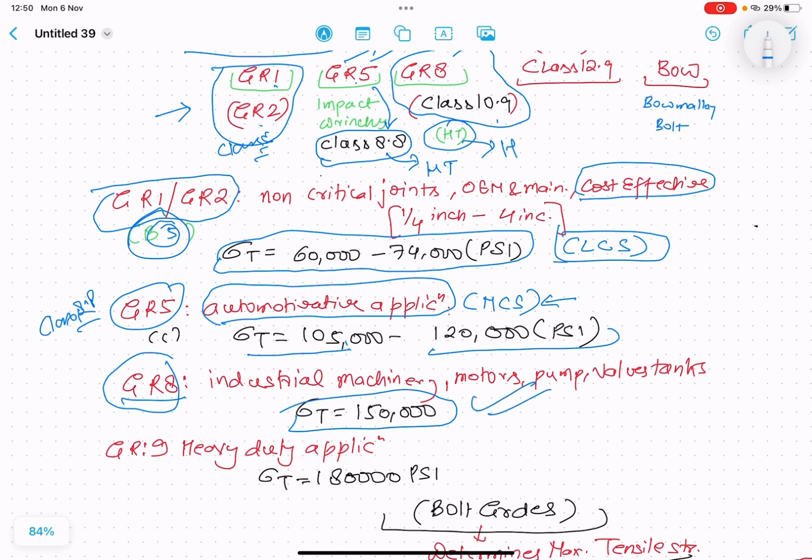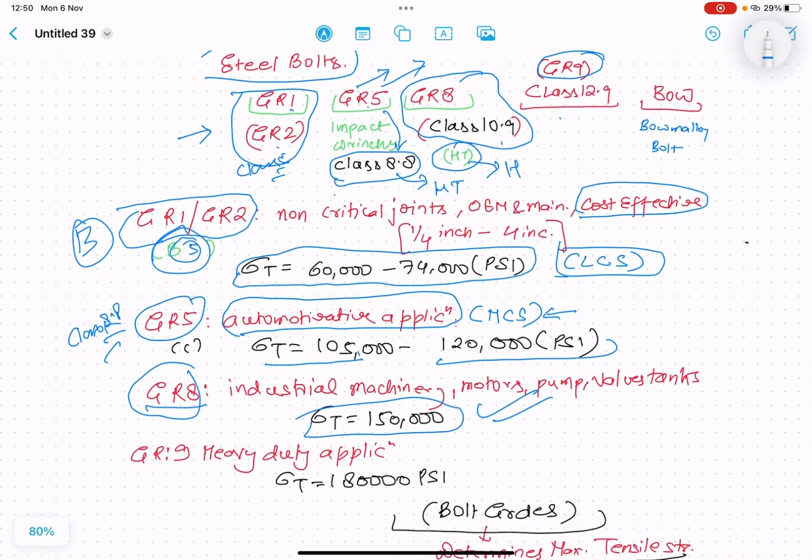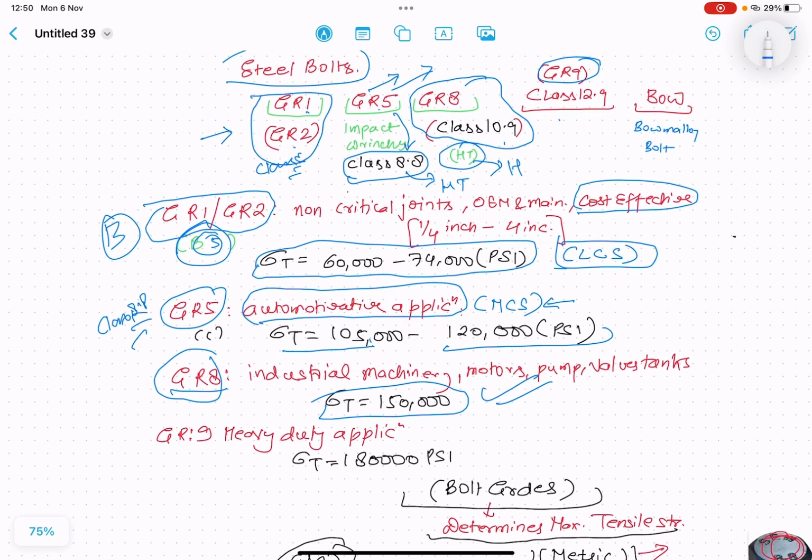After that, grade 9 is basically equivalent to class 12.9. Always remember, up to B there is a hardness criterion, after that C, and it keeps on increasing. You can check the product manual and easily identify the bolt. In the product manual, everything about that bolt is given. They basically have a system where everything is given about the bolt.